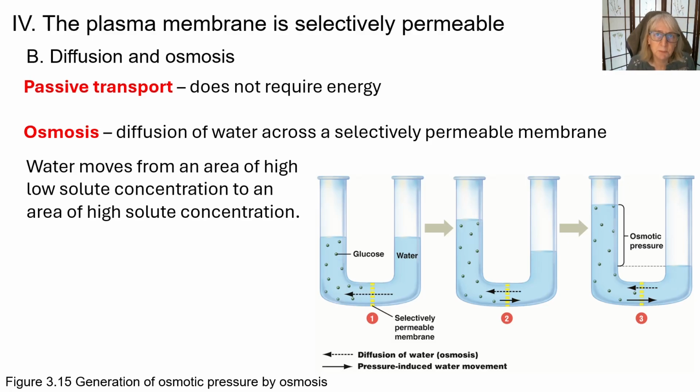Osmosis is a very specific case of diffusion. Osmosis is diffusion of water through a semi-permeable membrane. You have to say the whole thing. This is the whole definition. You can't just say diffusion of water. It's water moving from one side of a membrane to another.